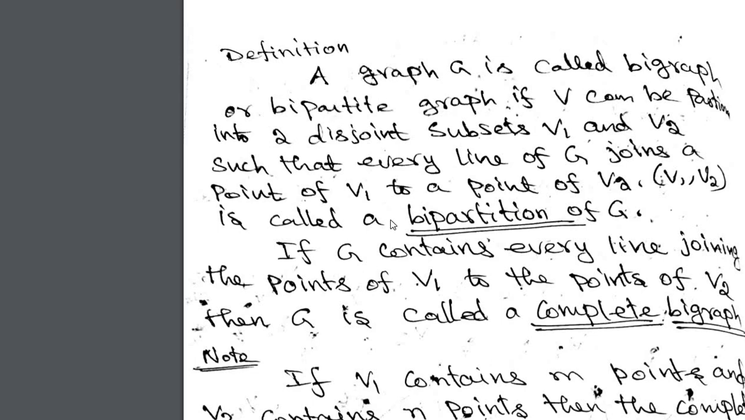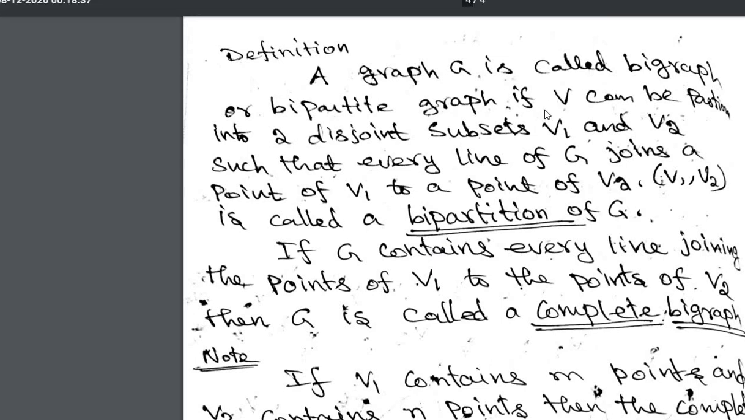Once again, by the name itself you can understand the concept. Bipartition: bi is 2, partition is divided. We are dividing the vertex set V into two disjoint subsets. Disjoint is very important: there should not be any common element between the two sets, each set is distinct from the other. The edges of G join a point of V1 to a point of V2. This is called a bipartition of G.